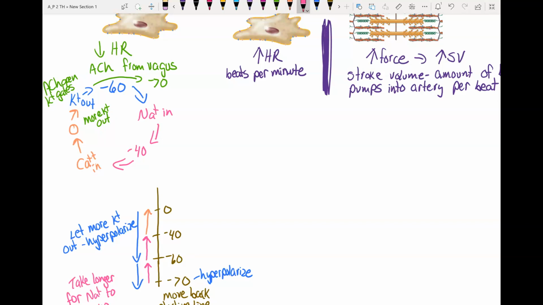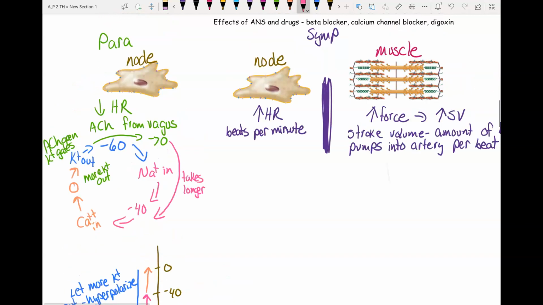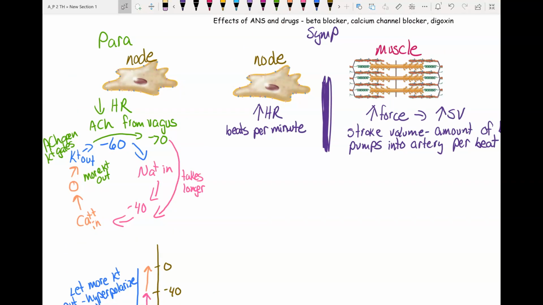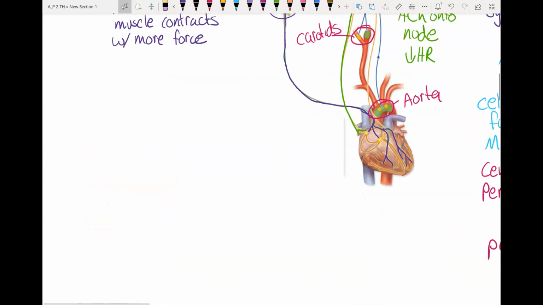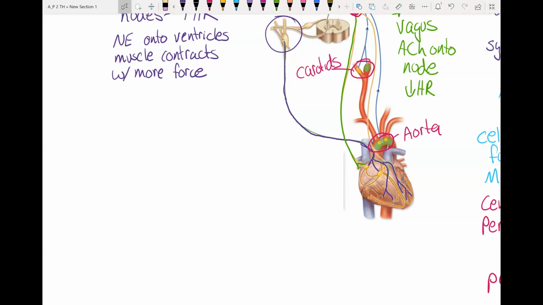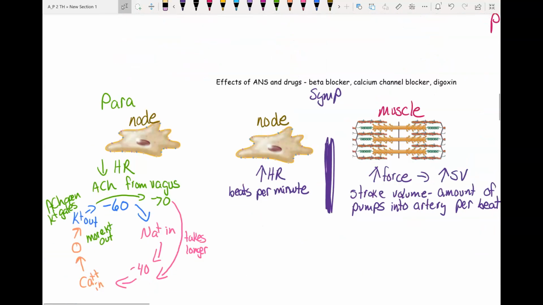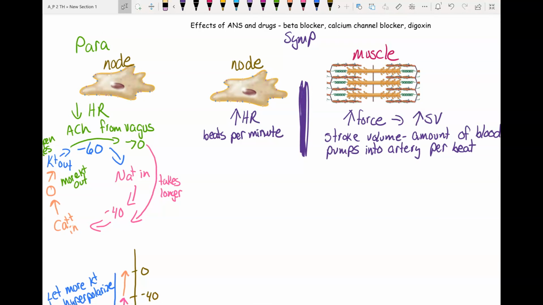So then you've moved back the starting line for sodium. Sodium has to start at a lower number. So this part takes longer. And you have therefore slowed the heart rate. Okay, so that is the effect of parasympathetic. Parasympathetic reduces heart rate. Remember that parasympathetic does not go to the muscle. Remember down here, the vagus nerve does not branch down to the ventricles. So parasympathetic has no effect on force.